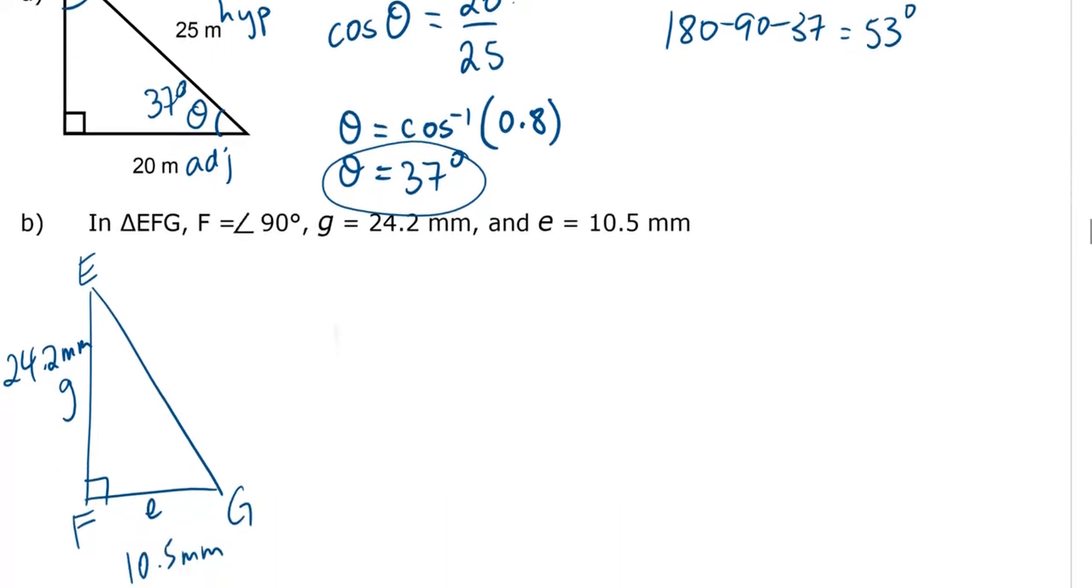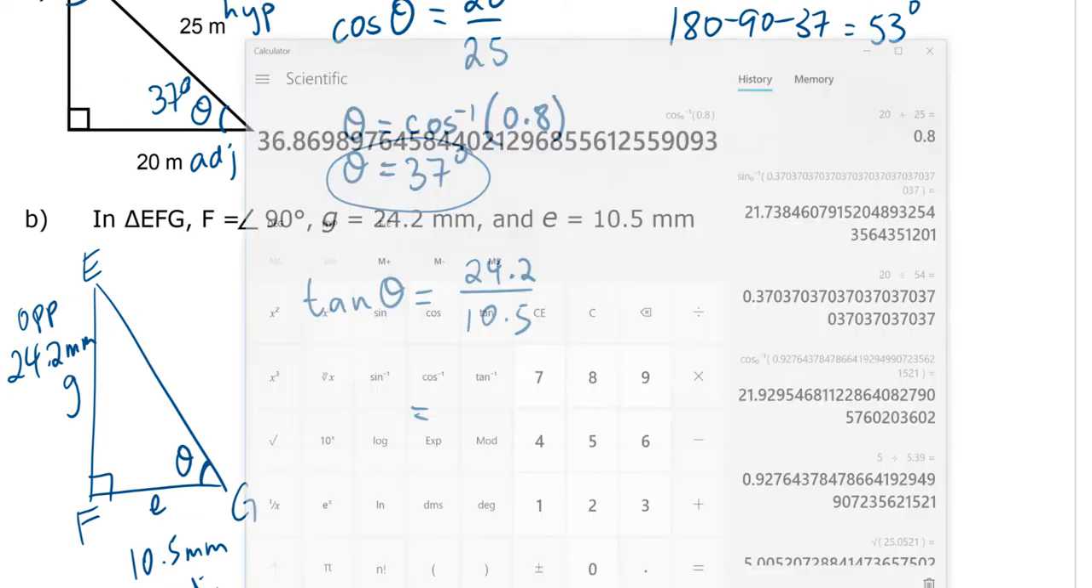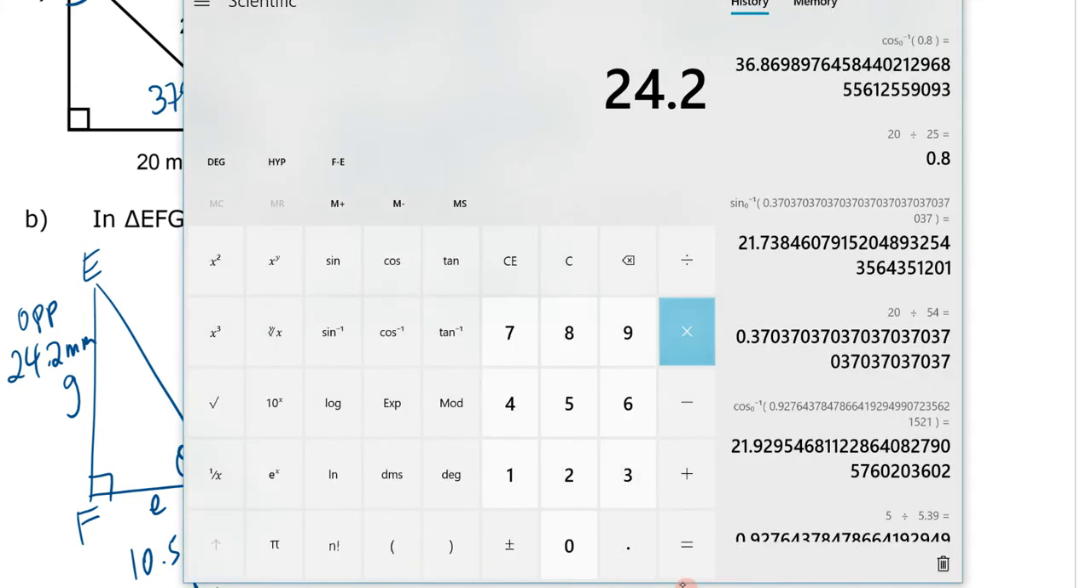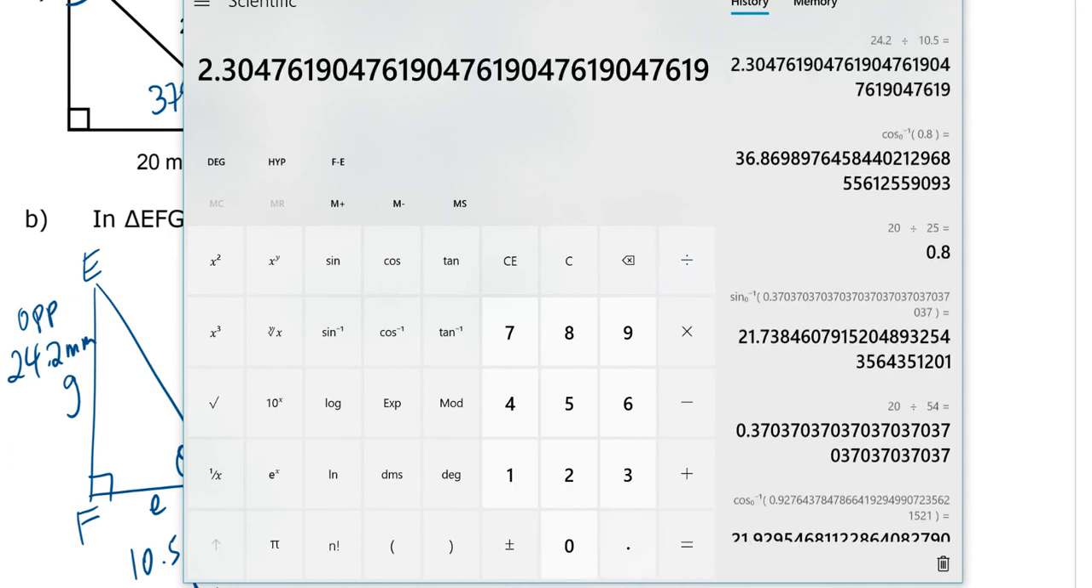Okay. All right, so down here, let's look for angle G. Let's call that theta. And I'm going to use the tangent ratio because this is my opposite side, 24.2 millimeters, and then 10.5 millimeters is my adjacent side. So I can say the tangent of my marked angle theta is equal to the opposite side, 24.2, divided by 10.5. So there's my decimal, 2.3047.